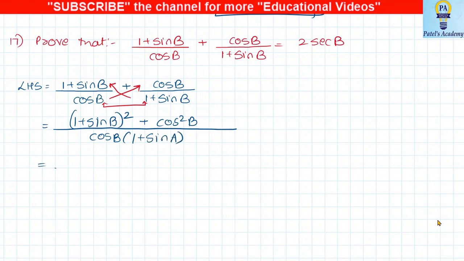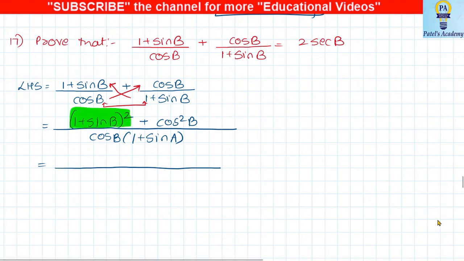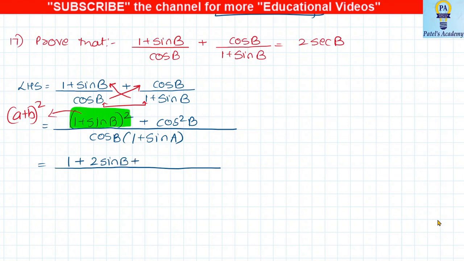Okay, now in the numerator I am going to use (a plus b) bracket square, where here see this bracket, students, I'm highlighting with green. Here I'm going to use the (a plus b) bracket square identity. So what is (a plus b) square? A square, that is 1 square, plus 2 into a into b, so 2 into 1 into sine, so that will be 2 sine, plus b square. B square is nothing but sine square b. Okay, so this is the answer for the identity, plus cos square b as it is.